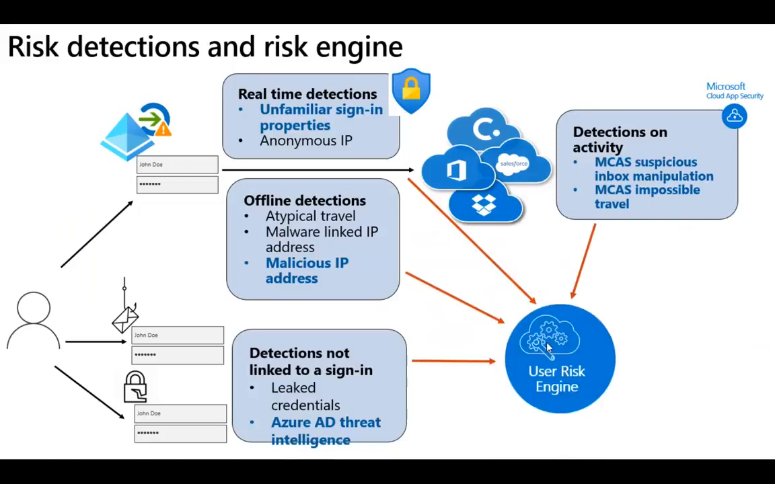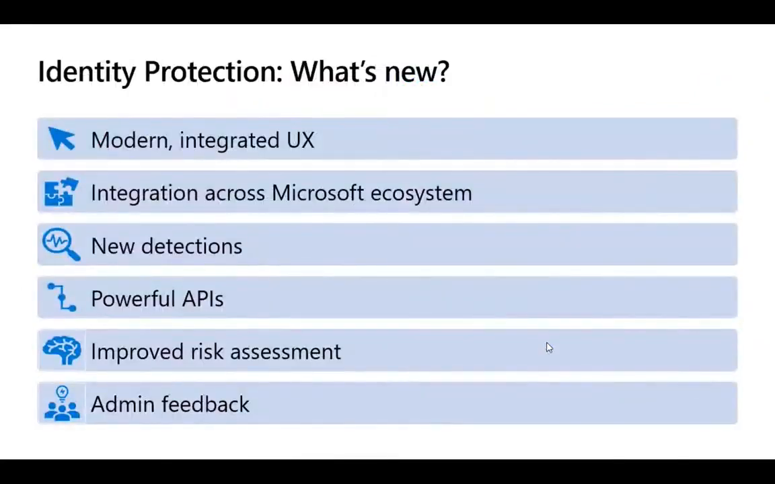So the user needs to pass through this risk detection engine, and any risk that may be harmful to your organization can be mitigated through that. One of the major aspects we need to consider when we talk about identity protection is a modern and integrated UX system, permissible through your Microsoft ecosystem, with new detection of threats, a powerful API, and improvement in their risk assessment.